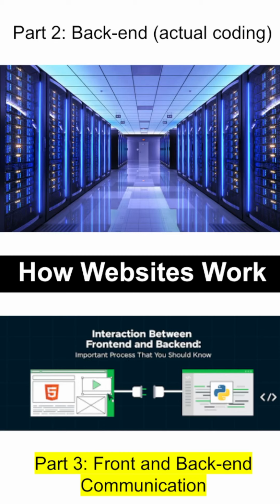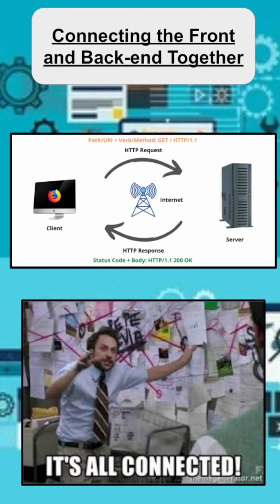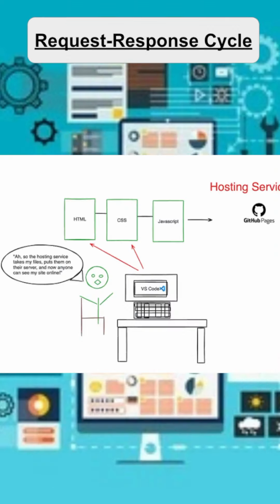Now that we've covered what the front and back end are individually, we can go over how they all end up connecting together. It's essentially all about communication, requests and responses happening back and forth between the client and the server. And this is better known as the request response cycle.